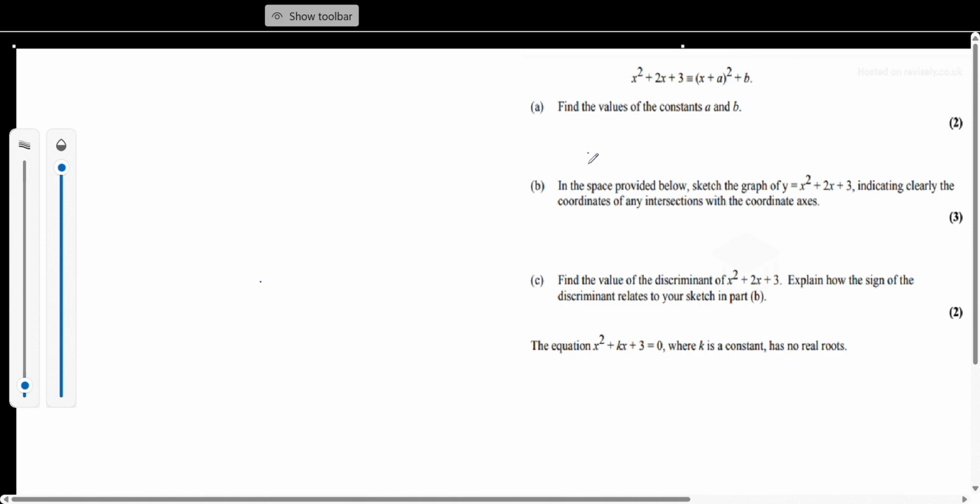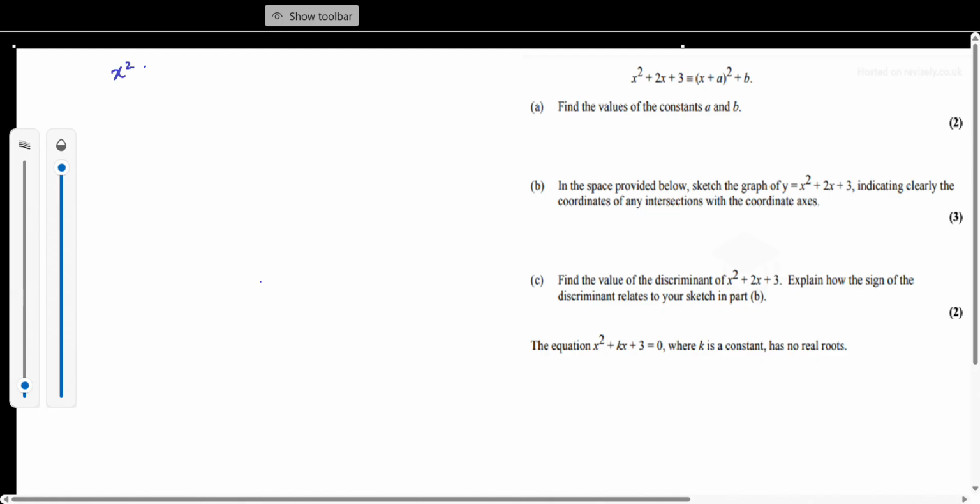This is an A-level question from quadratics. x squared plus 2x plus 3 should be expressed in the form of (x plus a) the whole squared plus b. We have to find what the values of a and b are. This is completion of squares.